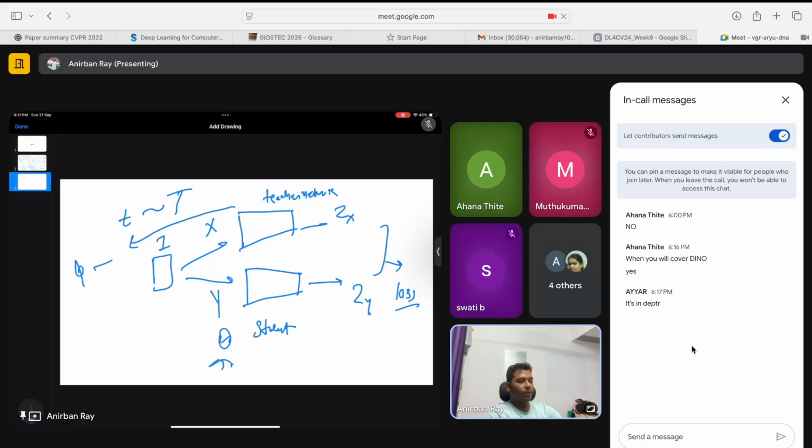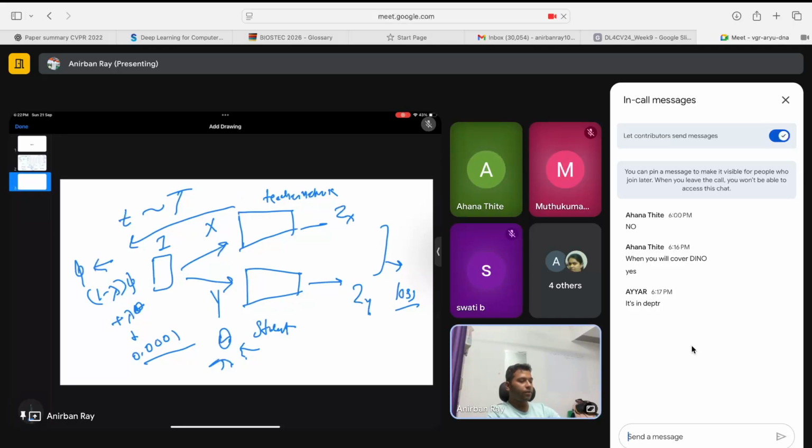Now the phi parameters are updated using a slow exponential moving average of the parameters of the student network, theta. So this lambda is equal to 0.00 something like this. It is updated slowly. This is called the self distillation architecture.